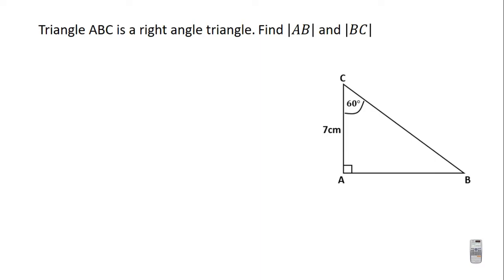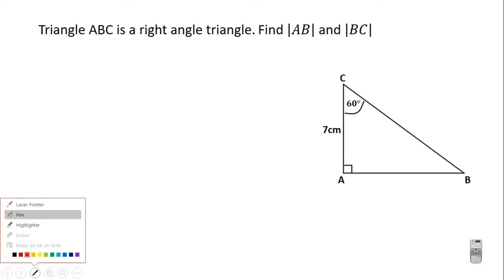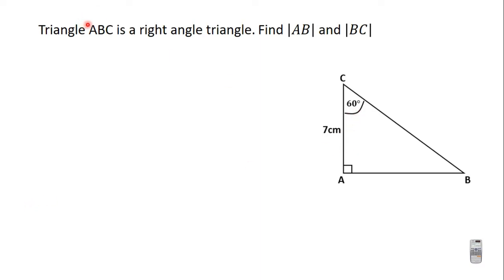Triangle ABC is a right-angled triangle. Find the length of AB and the length of BC. So this is the triangle given to us, and we can clearly see it is right-angled. We already know that this is the right angle, so that one is 90 degrees. We have also been given another interior angle here to be 60 degrees. We have been given this side as 7 centimeters, and we are supposed to find the length of this side, which is AB, and the length of this side, which is BC.